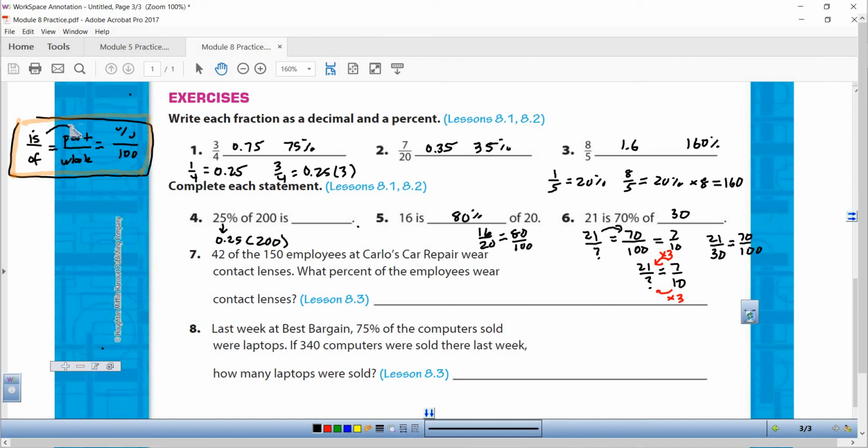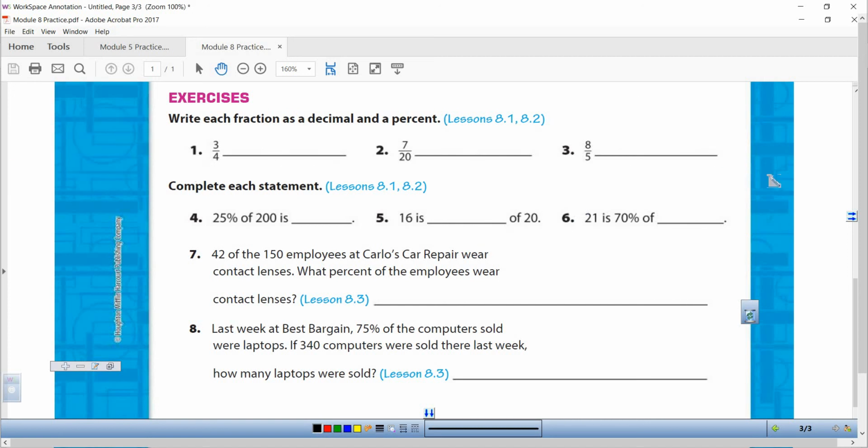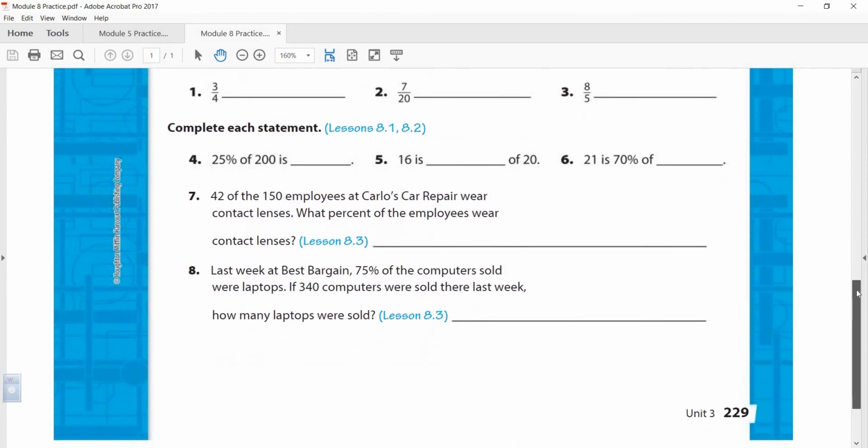When we see that word "is," we know that refers to the part, and the "of" refers to the whole. Of is of, that helps us know where to fill things in. And percent always goes over 100, okay? All right, let's do these last 2 problems, and then we're going to be done with this video.